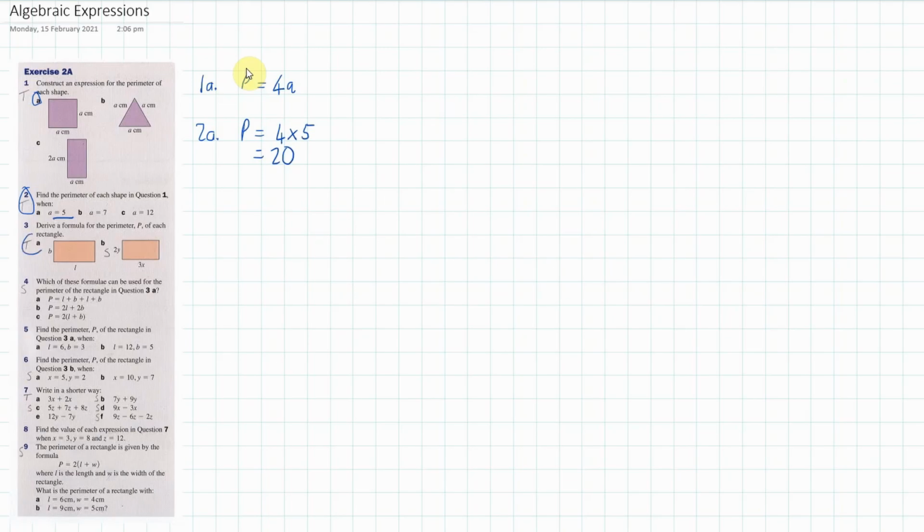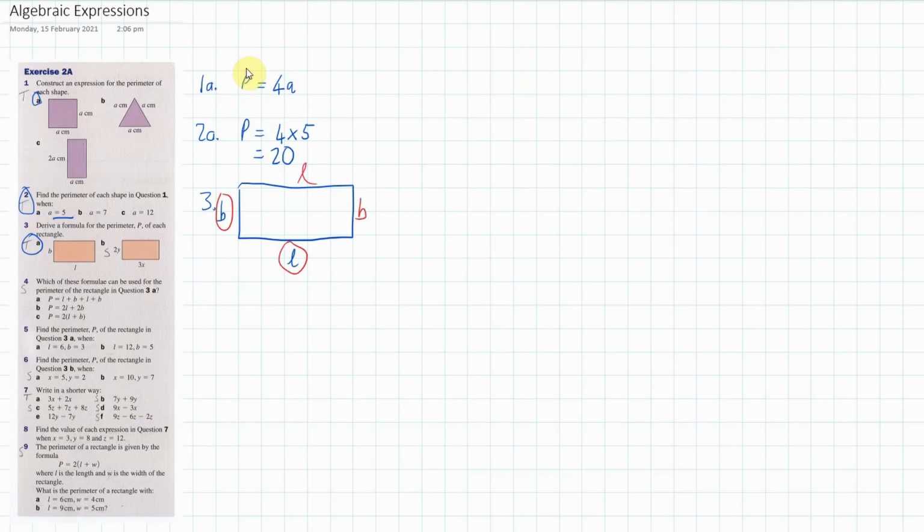Question 3a. We've got to derive a formula for the perimeter P for each rectangle. Now, I notice on my rectangle, I'll just draw a bigger version of it here. Just imagine those are all straight lines. I've got B here and L here. Now, clearly, I hope you can see that I've got a B here, then this must also be B. And if I've got an L here, then this also must be L.